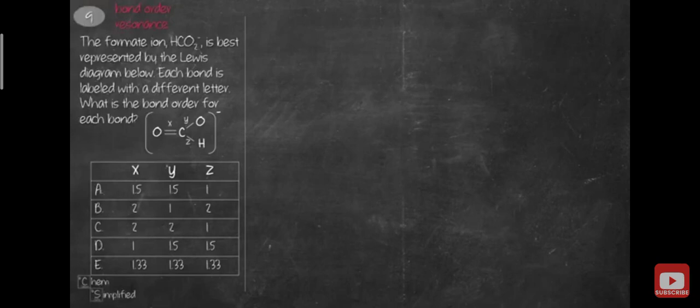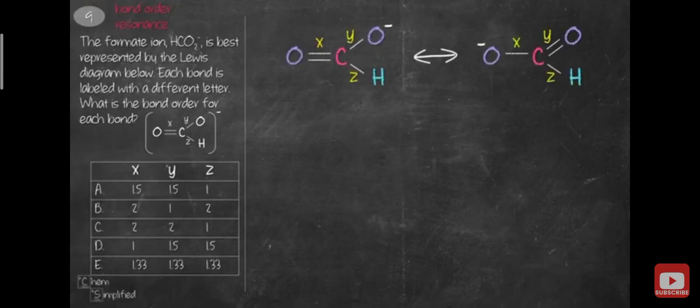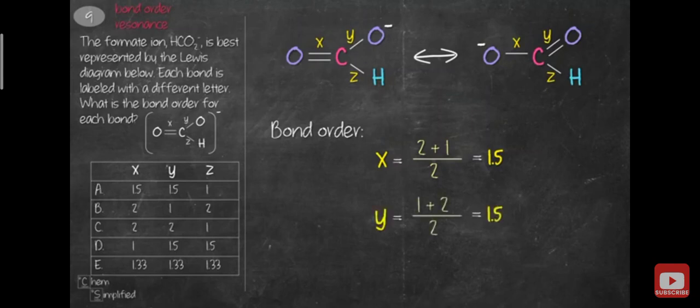This question is testing on bond order and resonance. To figure out the bond order, we need to draw out all possible resonance structures. Here are the two possible resonance structures to represent formate ion. To calculate the bond order for X, we average out the bond for each resonance structure. The average of a double and single bond works out to be 1.5. Same goes for the Y bond order. For Z, the bond between C and H is consistently 1 in both resonance structures, so therefore it's 1. The final answer is A, 1.5 for both X and Y and 1 for Z.